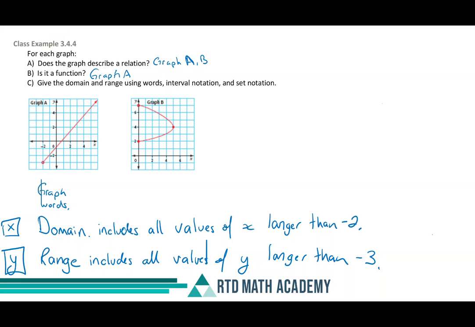So if we're going to continue, and this is just graph A right now, if we're going to use interval notation, an interval has a start and a stop. So we always start where, if we were reading a book, going from left to right, or always smallest to largest.